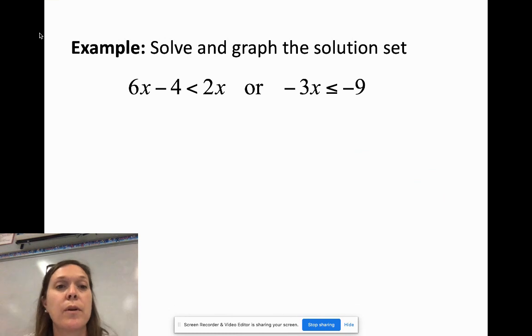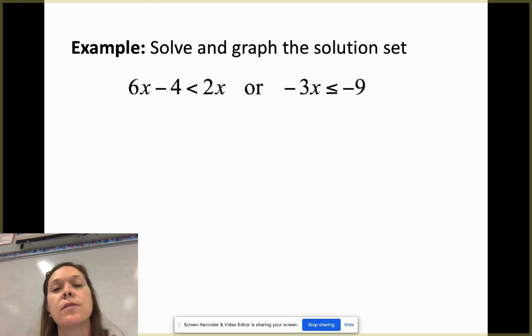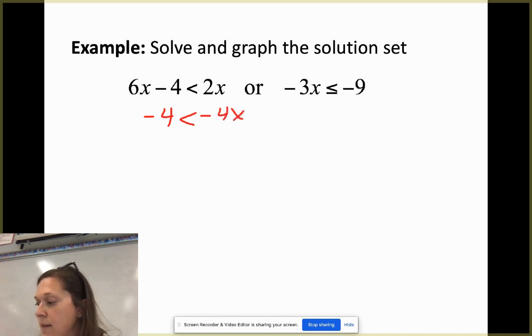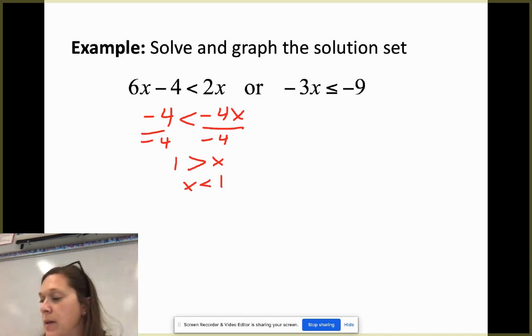Okay, let's move to the or world. Start working on our ors. 6x minus 4 is less than 2x, or negative 3x is less than or equal to negative 9. So solving that out gets us 6x. Oh, I didn't do anything. Let's try this again. Negative 4 is less than negative 4x. Dividing by negative 4 gets us 1. Flip the sign is greater than x. I'm going to rewrite that as x less than 1. It's the same thing, just flipping everything. Over here we get x is greater than, flip that sign, positive 3.